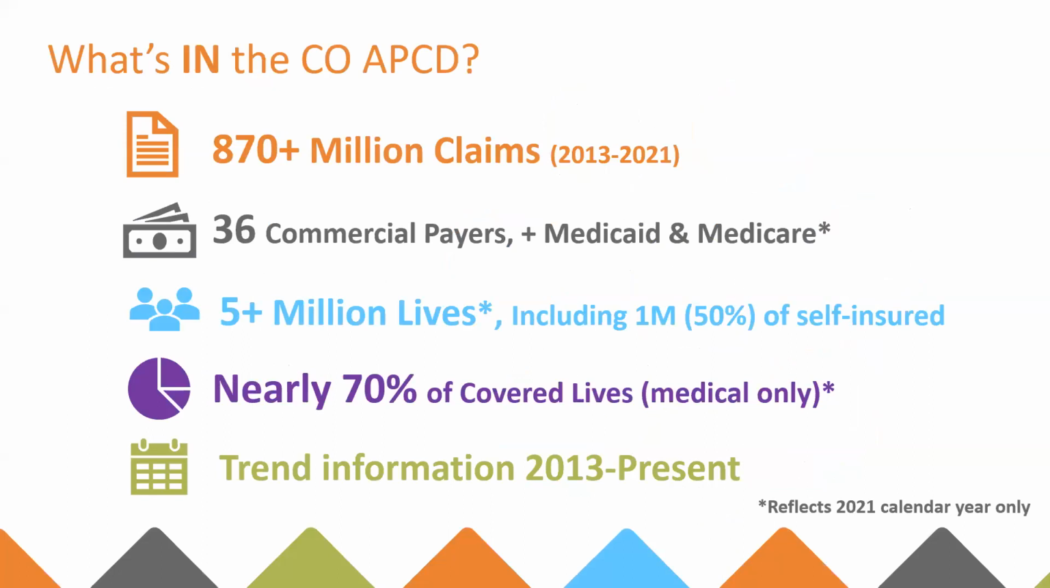So today we're going to be talking about data that's in the Colorado All-Payer Claims Database, which CIVHC administers. So what is in the Colorado APCD? We have 870 million plus claims and counting from 36 commercial payers, including Medicaid and Medicare. We cover 5+ million lives in the state, including 50% of the self-insured population. And the data goes back all the way to 2013, so we have a lot of trend information. This is a really robust database that we get to use.